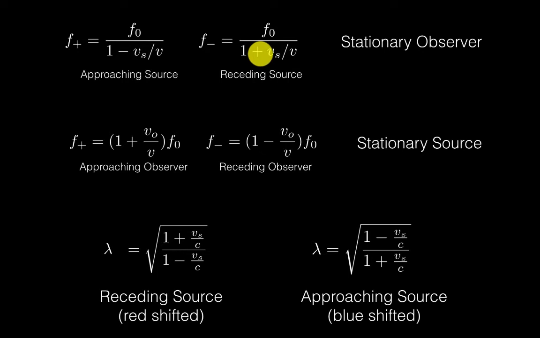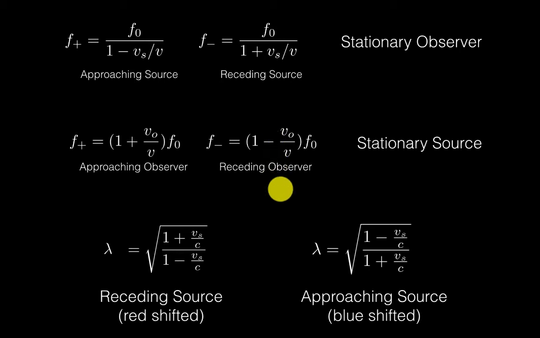Those wavefronts stretch out into space as the source recedes, and so the frequency heard by the observer is less than the original frequency of the source, so we have a plus sign here, and the denominator is greater than 1. For a stationary source, we have the same relationship. Once again, if we have an approaching observer and a stationary source, the frequency is going to be increased. And if we have a receding observer from a stationary source, the frequency is going to be decreased.